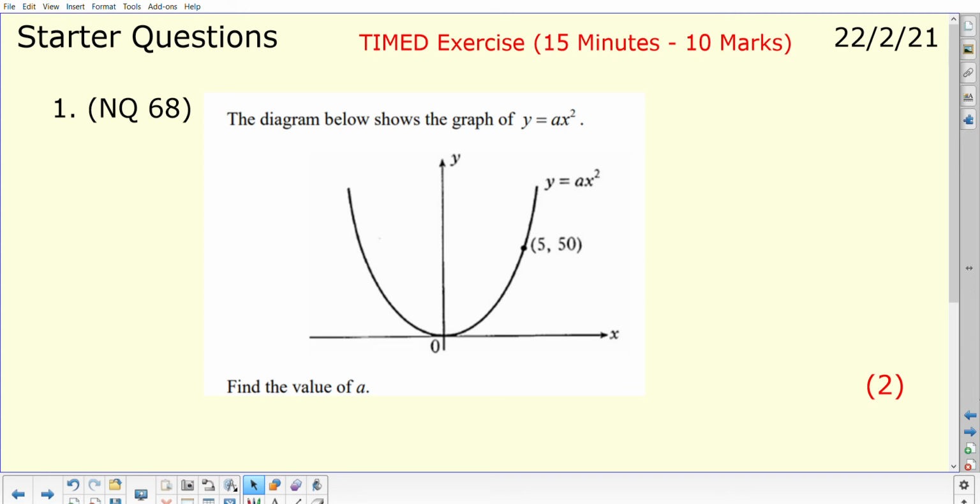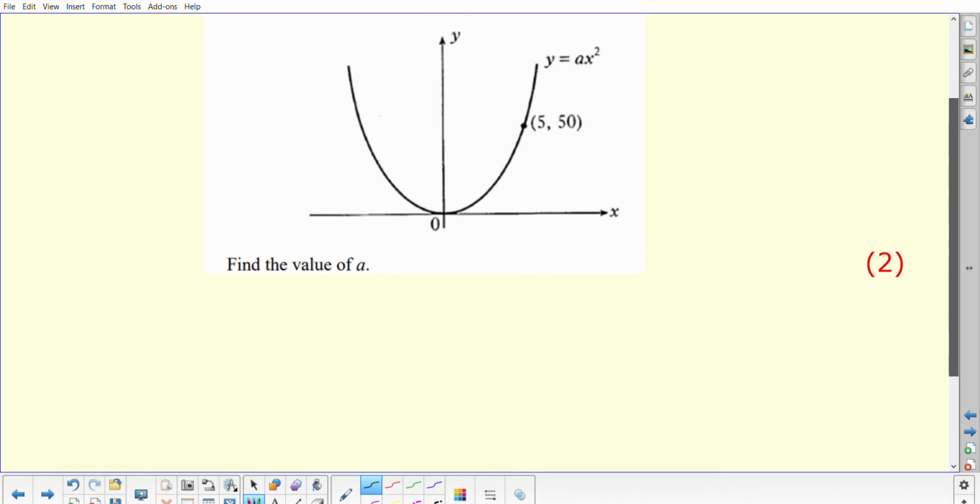So we're going to look at what the solution should be for these questions that you've done as starter questions. So these are exam questions. I'll show you where the marks would be awarded. You can check your own working for this.